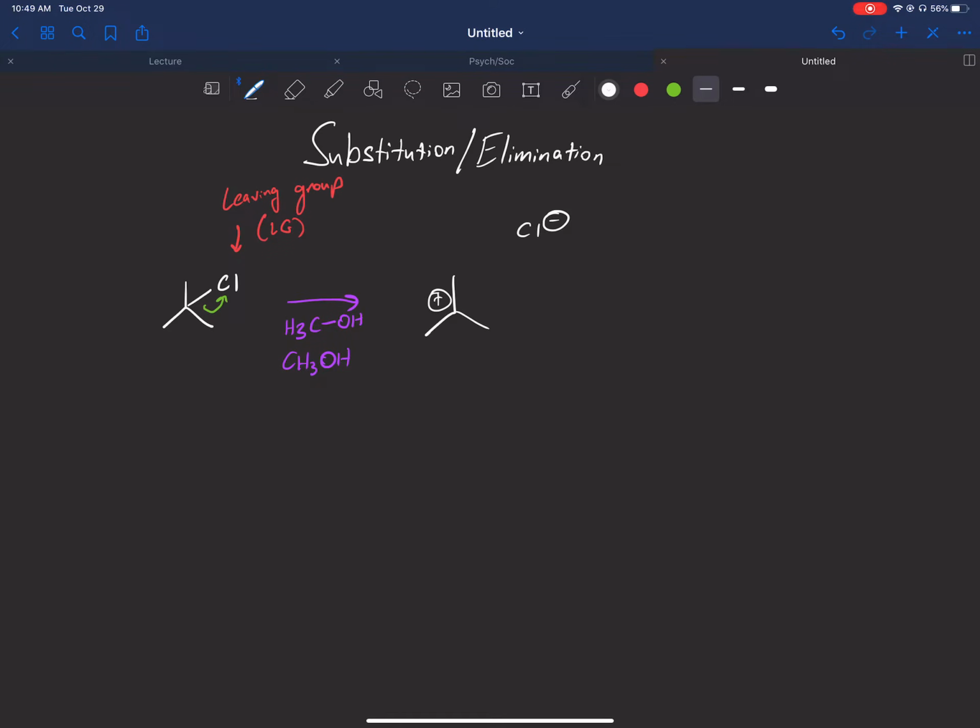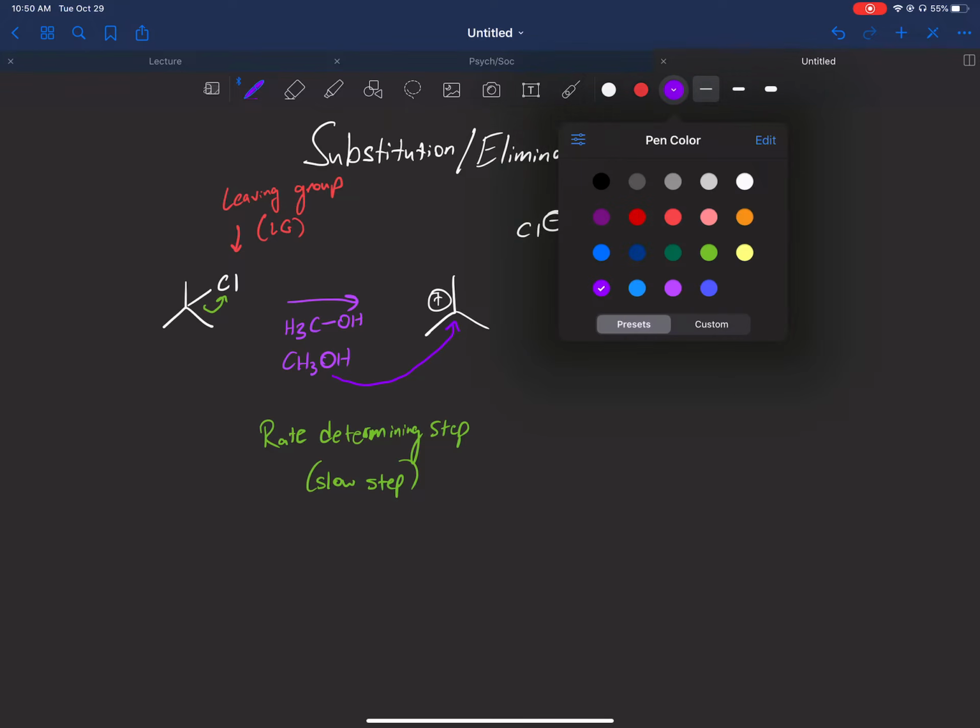And also, the formation of the carbocation is called the rate determining step, also called a slow step. That's just because that determines the rate. Okay? So we see our leaving group leaving and we form a carbocation. Then we're going to react it with our solvent or whatever we have here, so CH3OH. That comes in.